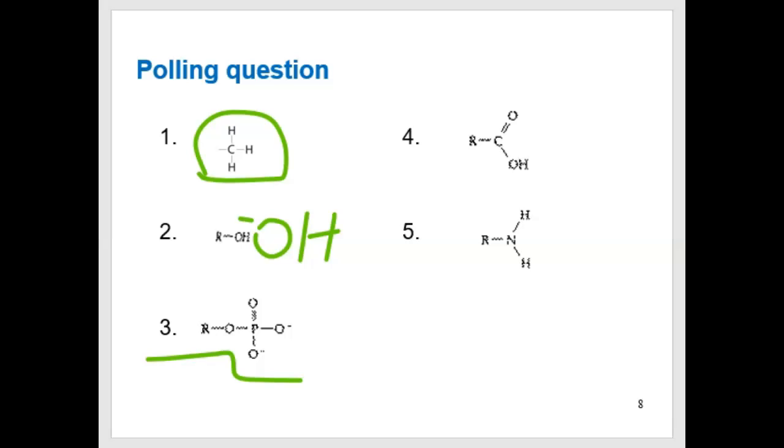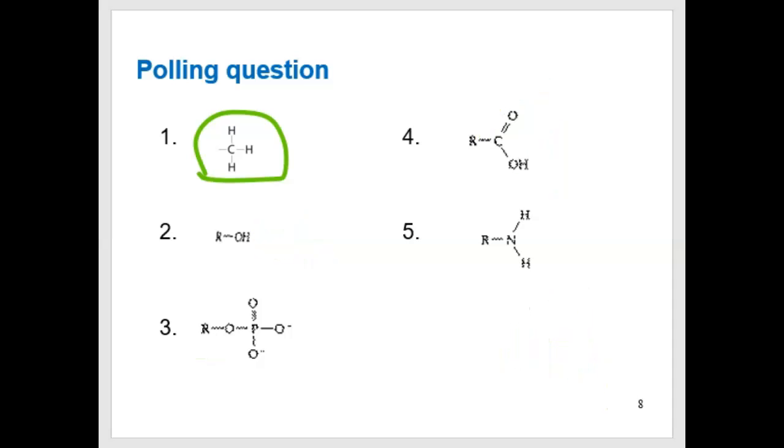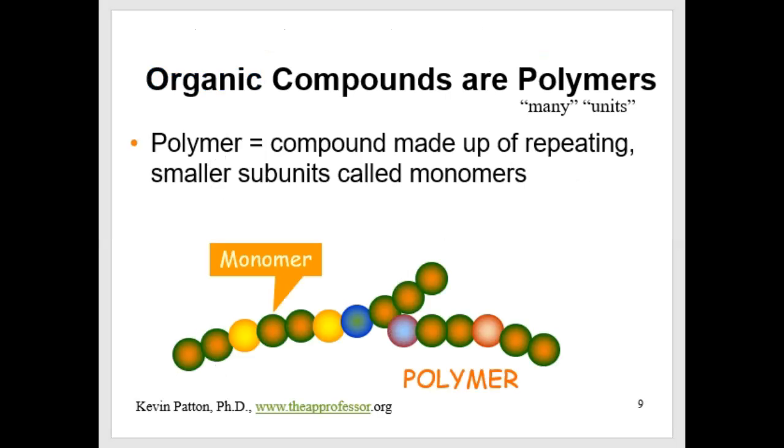I think number 4 is the hardest one. COOH. What's that functional group? Carboxyl. And then when you have a nitrogen attached to 2 hydrogens in number 5, what's that one called? An amino group. So all of the answers to these questions are in the notes section of the slides, so that you can go back and review this over and over again if you need to, or just print out the answers.